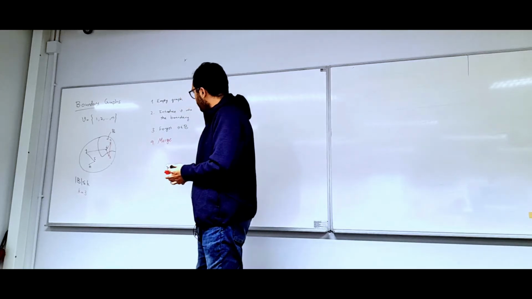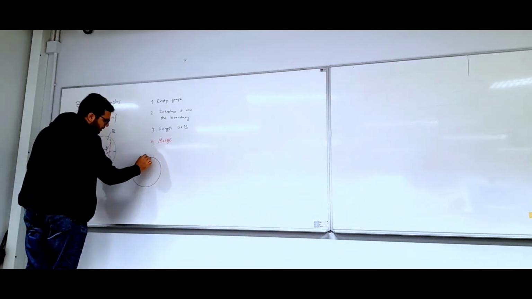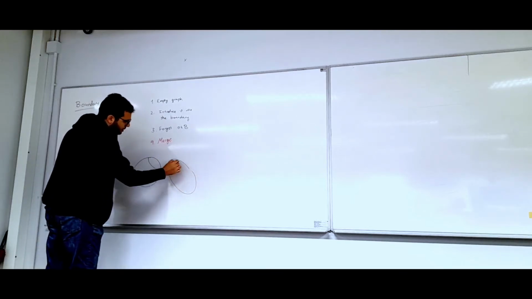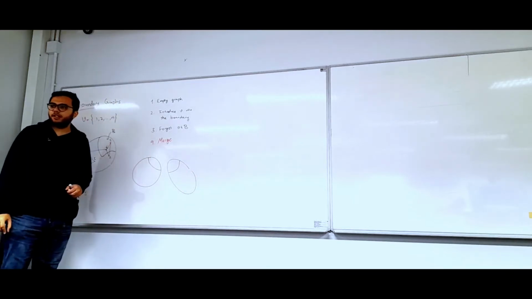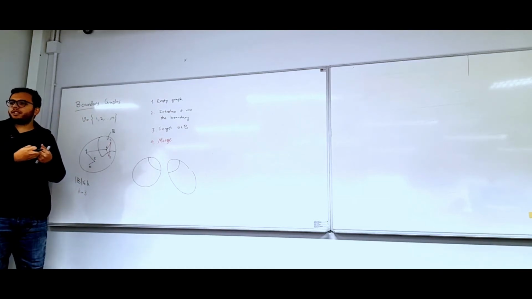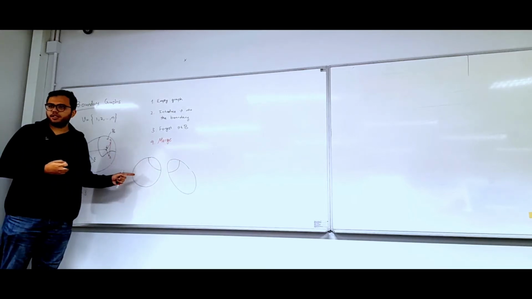So let's say I have two boundary graphs. This is my first boundary graph, and this is its boundary. And let's say this is my second boundary graph, and this is its boundary. I can just glue the two graphs using their boundary, but this can only be done if the boundary is actually the same on both sides.